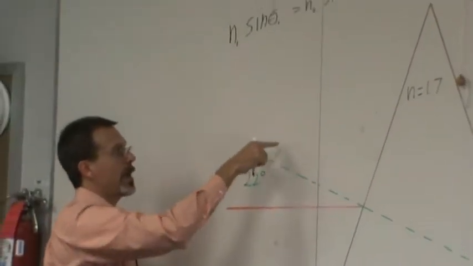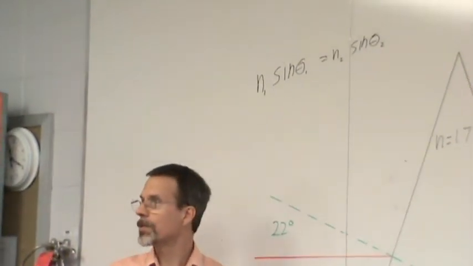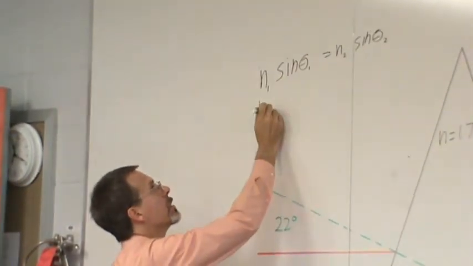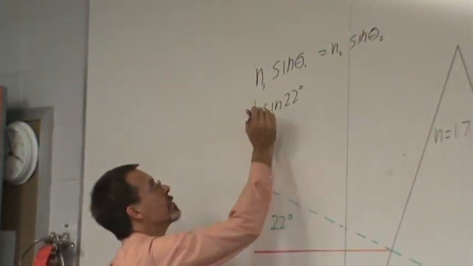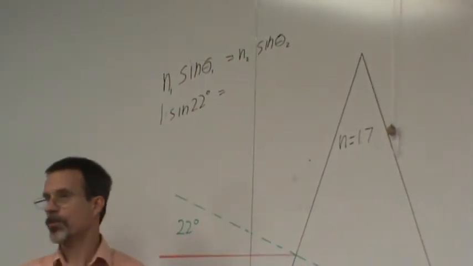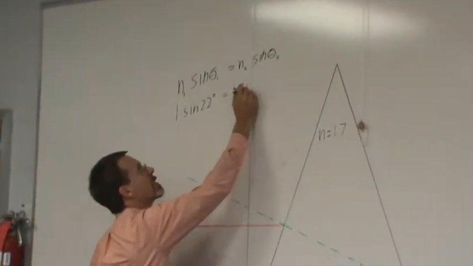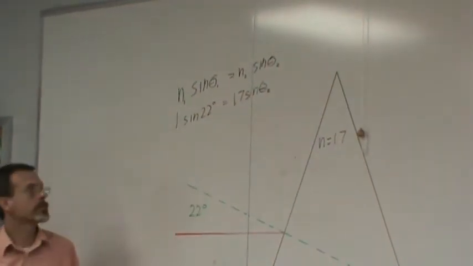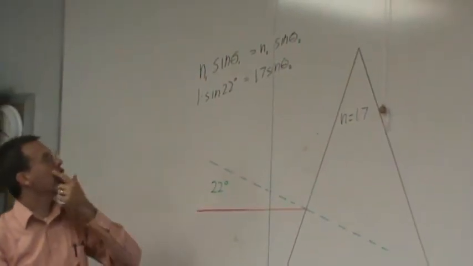Well, if I'm out here in air, the index of refraction in air is basically what? 1. Basically 1. Very slightly greater than 1. So that's going to be 1 times the sine of 22 degrees. Here I'm in this glass. I've told us that the index of refraction in this glass is 1.7 times the sine of this other angle, which is not known yet. Okay.